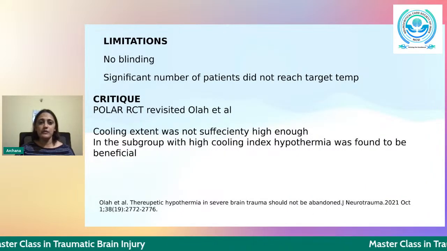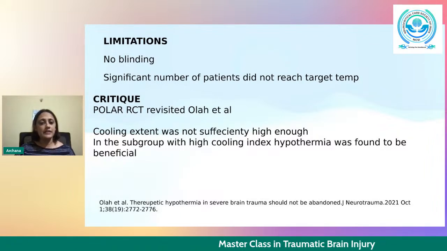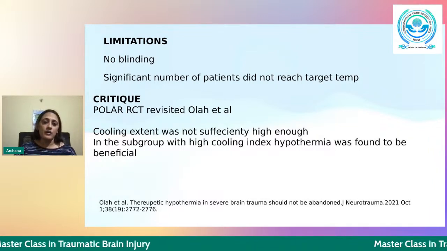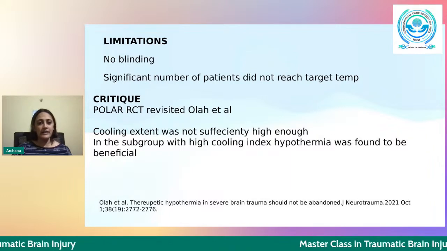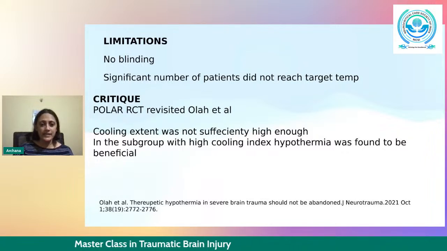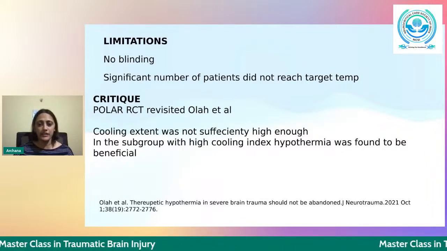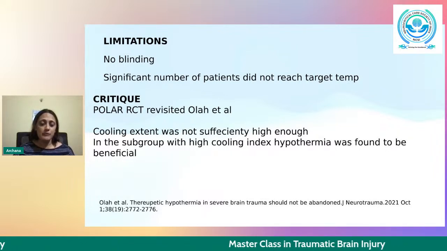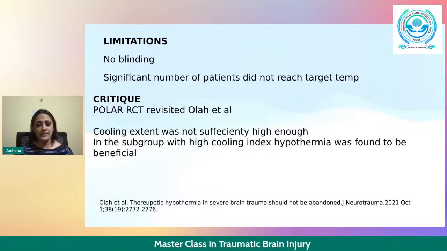Limitation here again was that there was no blinding done, and a significant number of patients did not reach the target temperature. Olah et al. revisited the POLAR RCT study and brought forward a point that the cooling extent was not sufficiently high enough in the hypothermia group. And they say that in the subgroup with high cooling index, the hypothermia was actually found to be beneficial.